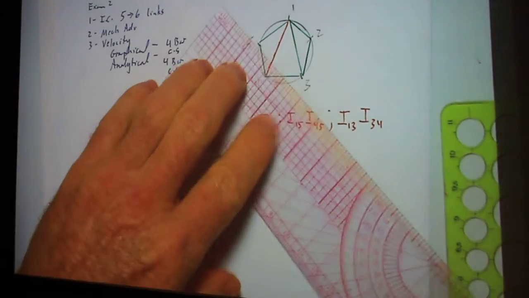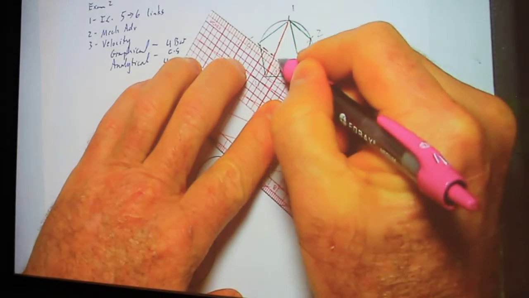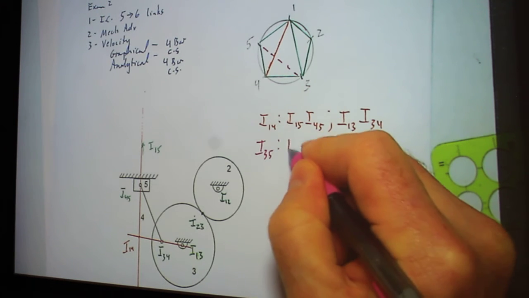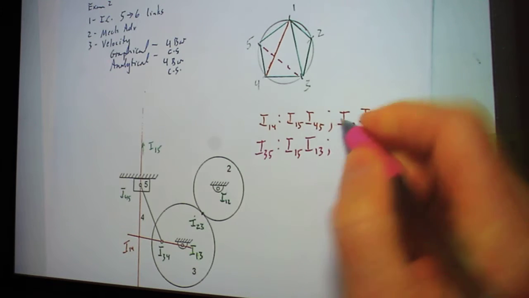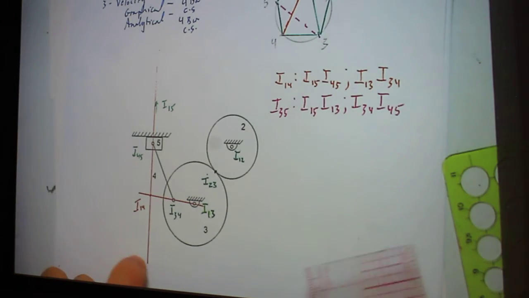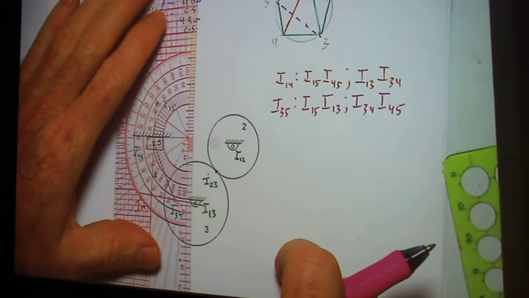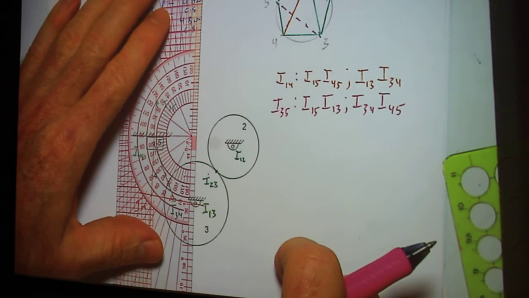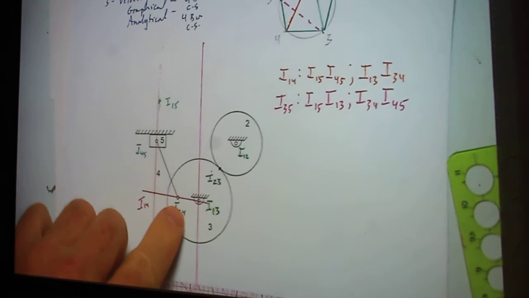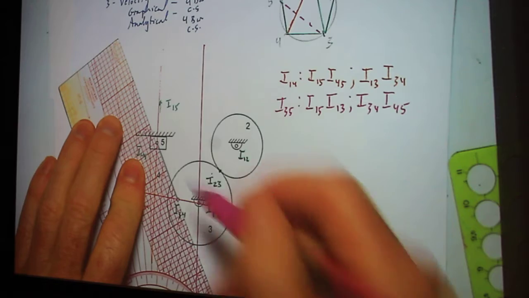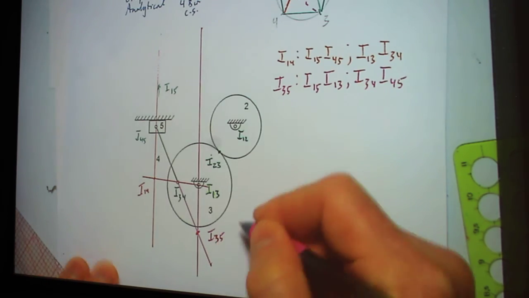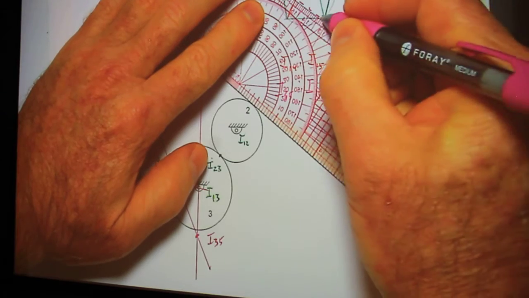Let's do the other diagonal and go after 3-5. I35 is found by looking at I15, I13, and I34, I45. For 1-5, 1-3, I draw a line parallel to this one, and then 3-4, 4-5. So this right here is I35.